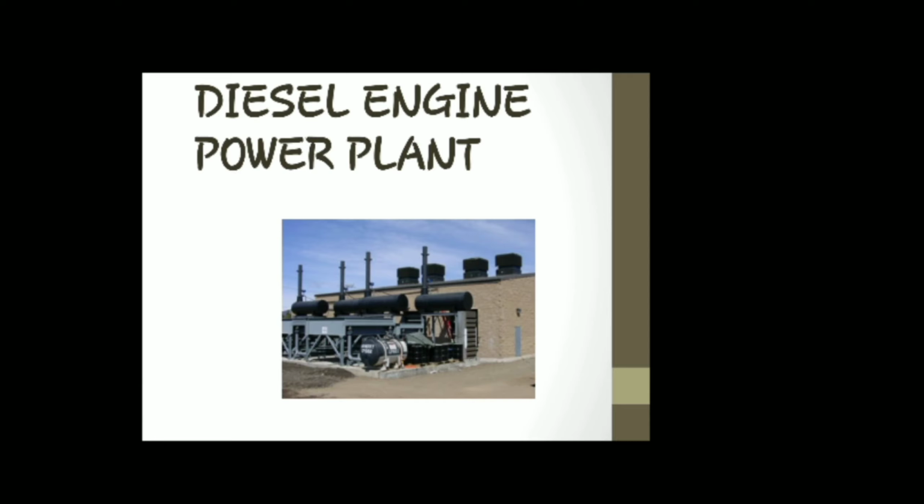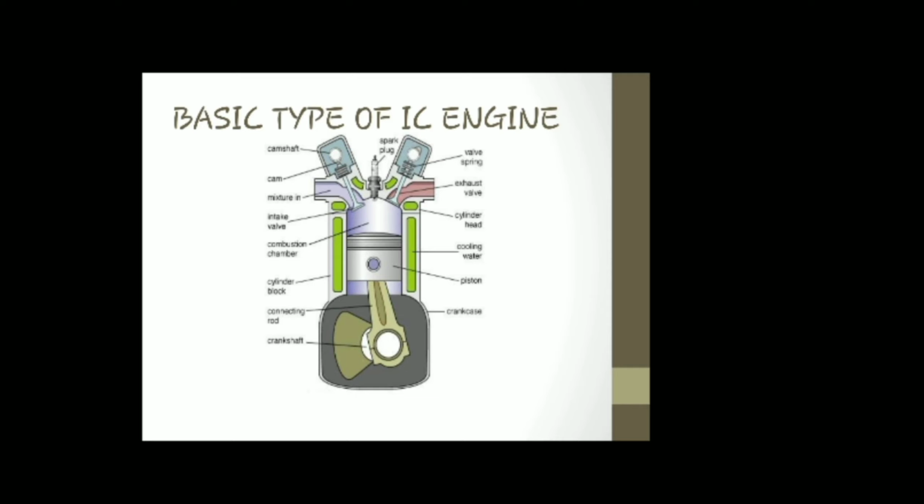Now we're going to see the basic types of IC engines. What are IC engines? Internal combustion engines. These are the various components of the IC engines. You can see the top, the camshaft, spark plug, intake valve, combustion chamber, cooling water, cylinder block, piston, connecting rod, crankshaft, crankcase, etc.